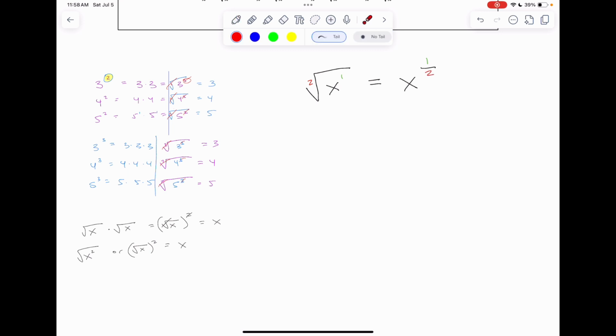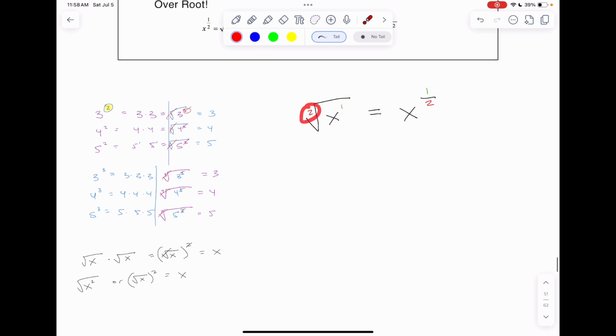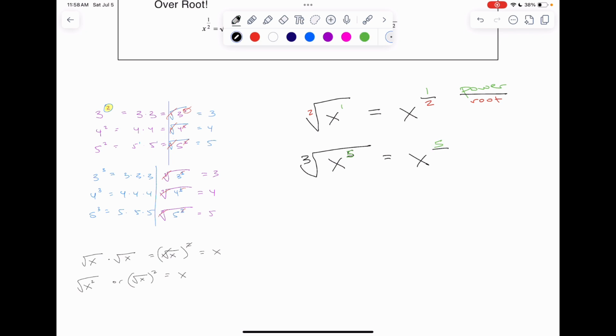The power goes in the numerator. The index of the radical goes in the denominator. So we can say to ourselves, the power of the thing underneath the square root, it's called the radicand, but you don't need to know that for this test, divided by the root. So what would it be if I was taking the cube root of x to the 5th power? Well, I could write that as x to the power, that's our 5 power, over our root, which is 3.